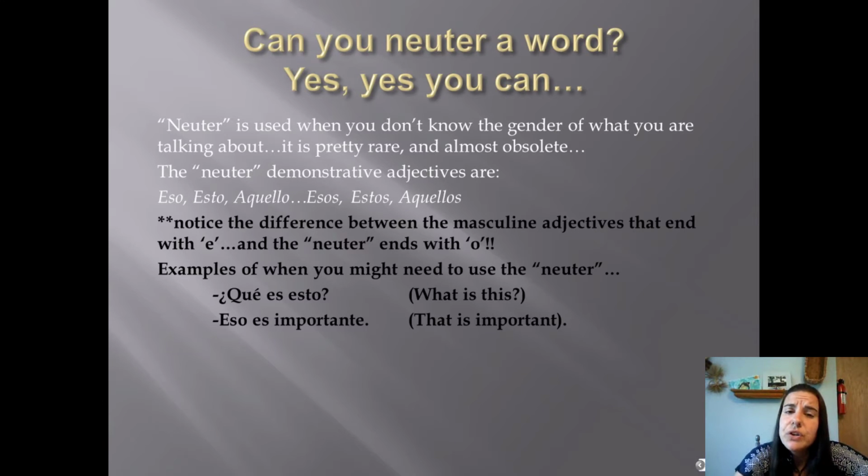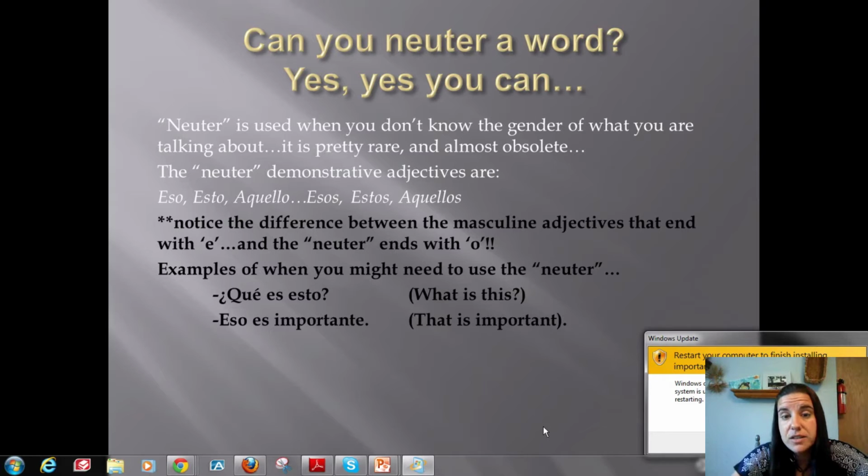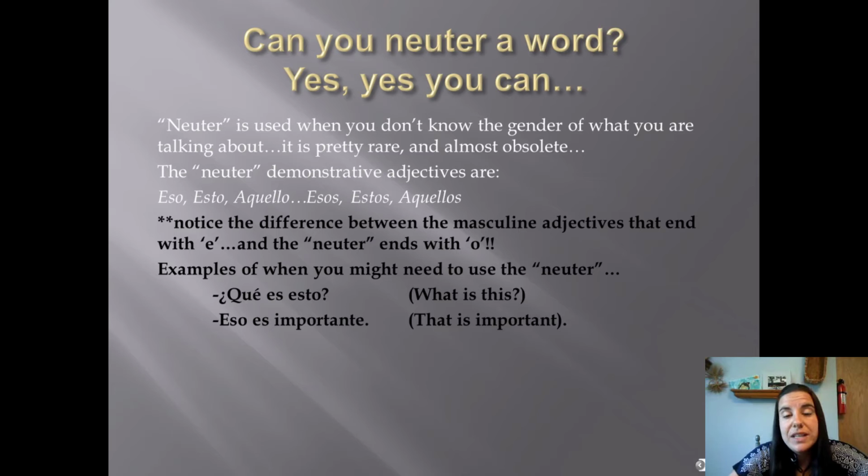Can you neuter a word? Yes, you can neuter a word. The neuter is used, it's literally called the neuter, and it's used when you don't know the gender of what you're talking about. It's pretty rare to have that happen in Spanish, but it is possible. And when you need to use the neuter, you can't use the masculine or the feminine because you don't know the gender of the word. So the neuter of the demonstrative adjectives are eso, esto, aquello.